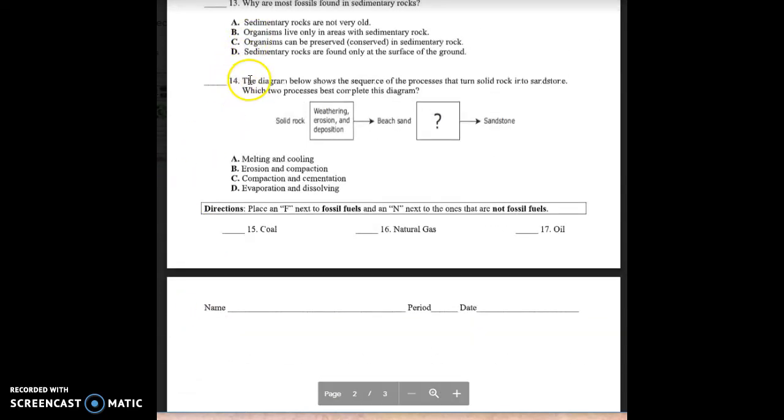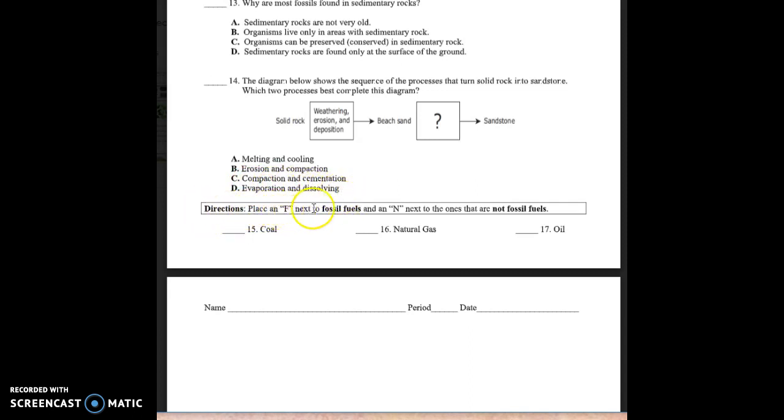Number 14. The diagram below shows the sequence of the processes that turn solid rock into sandstone. Which two processes best complete this diagram? Solid rock, weathering, erosion, and deposition, beach sand, sandstone. A. Melting and cooling. B. Erosion and compaction. C. Compaction and cementation. D. Evaporation and dissolving.